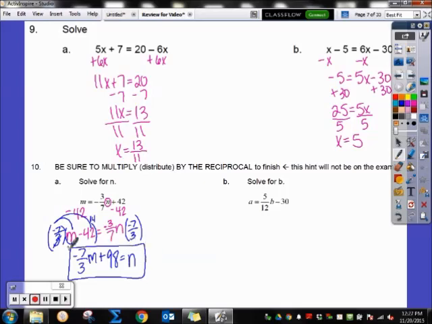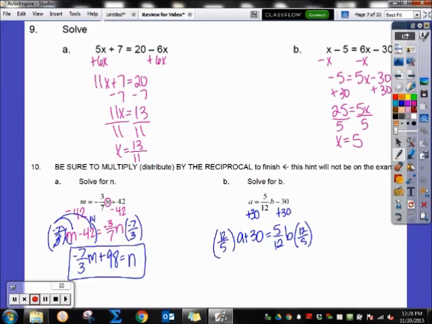We need to do the same thing for B. Remember, you can pause this video at any time and work ahead and then check your answer. So we need to plus 30 on both sides if we're trying to get B by itself. So A plus 30 equals 5 over 12B. Now we need to multiply by the reciprocal. Multiply by 12 over 5.